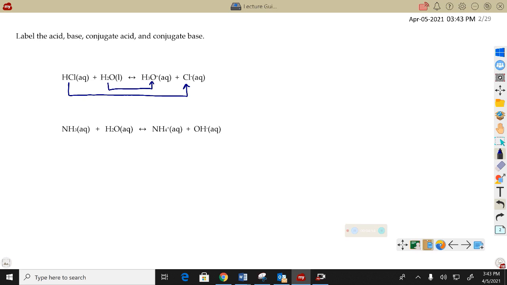And so when they say label an acid and a base, a conjugate acid and a conjugate base, first we're going to start with the acid and base. The acid and the base will be on the reactant side.